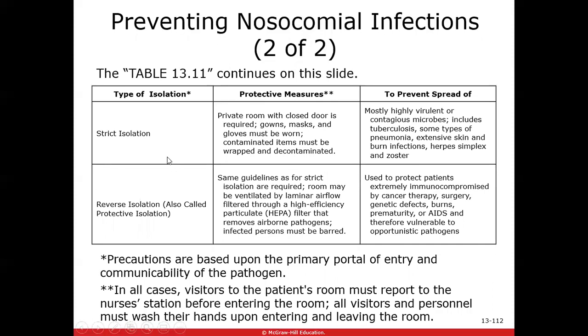Then you can have strict isolation and reverse isolation. Same as strict isolation, but the room may be ventilated by laminar airflow filtered through a HEPA filter that removes the airborne pathogens. So the infected persons must be barred from going out to other places, other people. Okay.